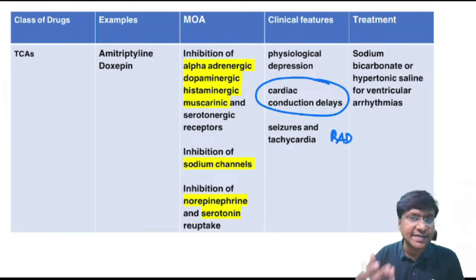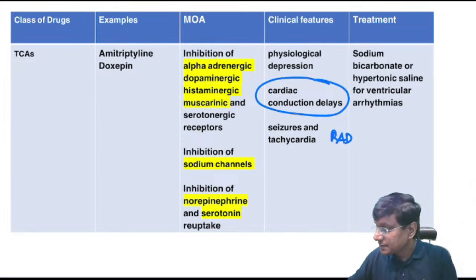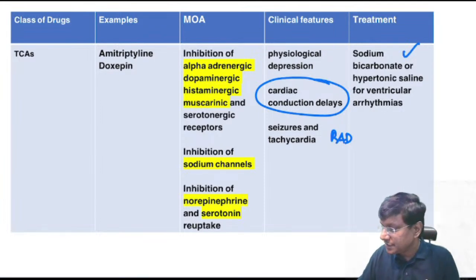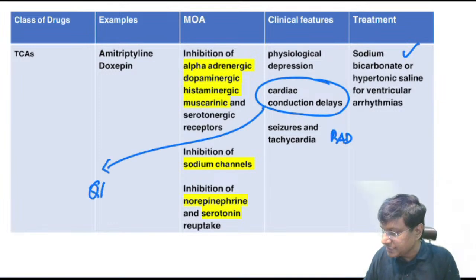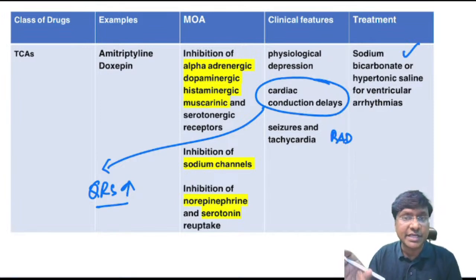Now, whenever there is a tricyclic antidepressant overdose, what are the drugs that we give? The drug that we give is sodium bicarbonate, that too hypertonic sodium bicarbonate, for ventricular tachyarrhythmias which are associated with QRS prolongation. These drugs cause QRS prolongation, so secondary to QRS prolongation there can be ventricular tachydysrhythmias, for which we give hypertonic sodium bicarbonate.